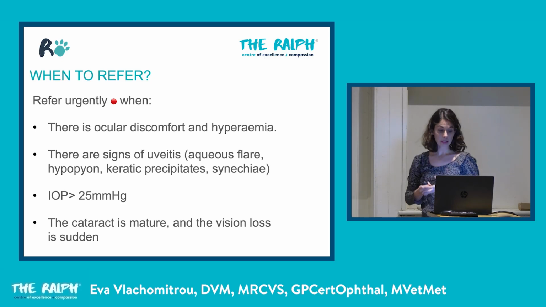But refer them urgently when you can see that there is discomfort of these patients, there is hyperemia of the conjunctiva, you can actually see signs of uveitis like aqueous flare, synechiae, keratic precipitates, or hypopyon. When you have glaucoma, the pressure is above 25, and when the cataract is mature and your patient has gone blind quite suddenly.